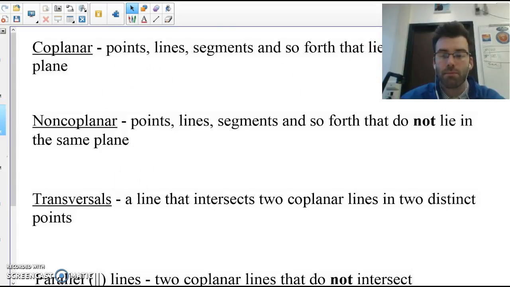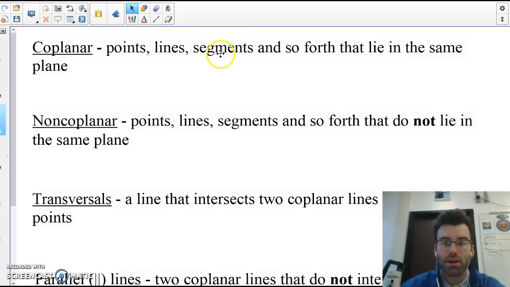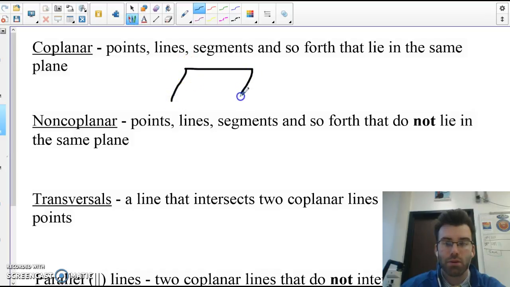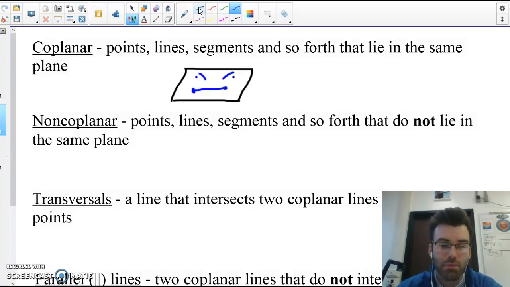Coplanar: what does it mean for points, lines, or segments to be coplanar? They are points, lines, or segments that lie on the same plane. So here's my plane, my piece of paper. These points would be considered coplanar, as would these points, coplanar with that segment. Look at my face here. All of these segments and points would be considered coplanar. Non-coplanar points are points that do not lie on the same plane.